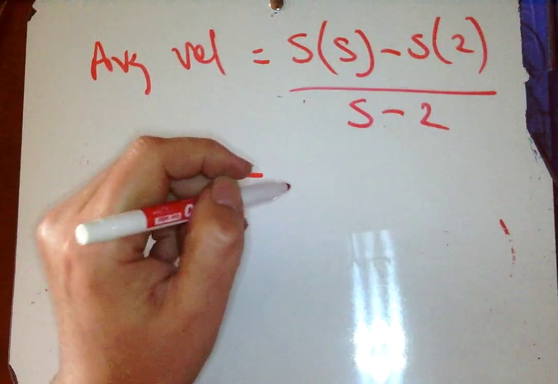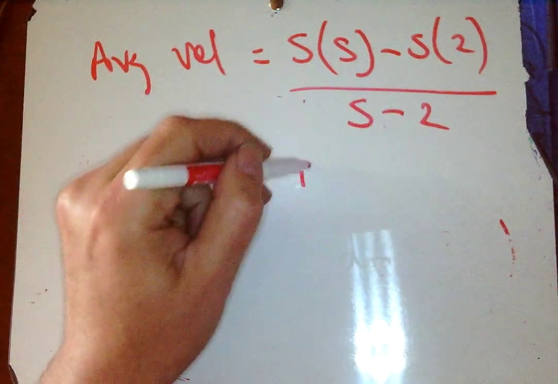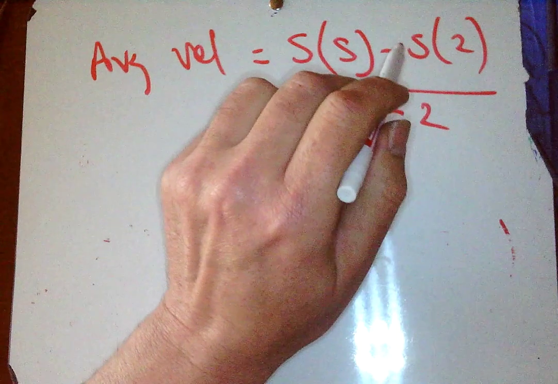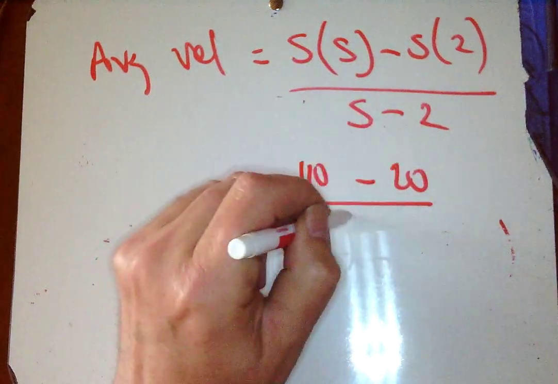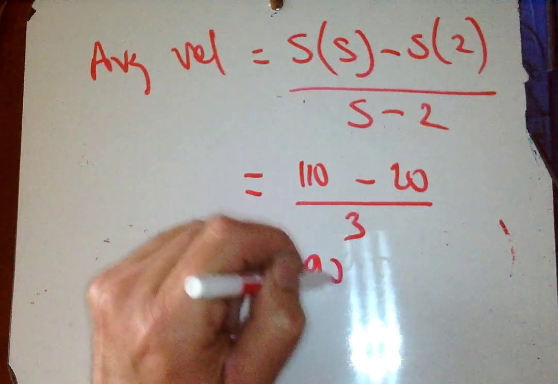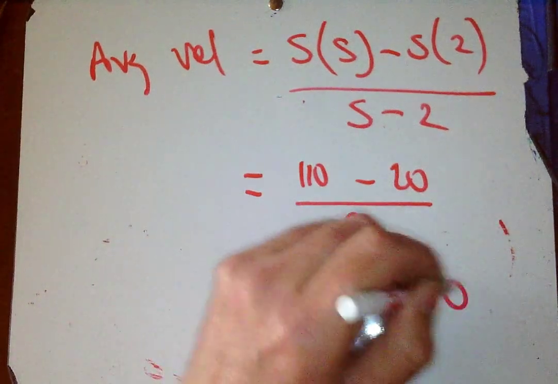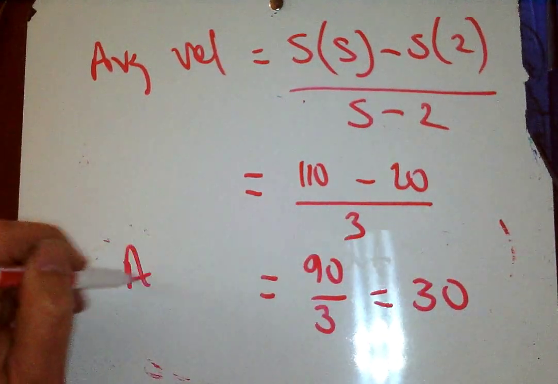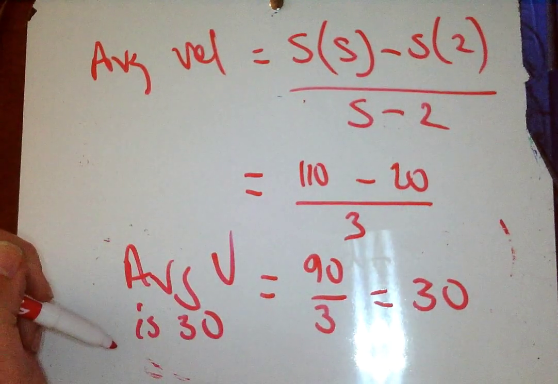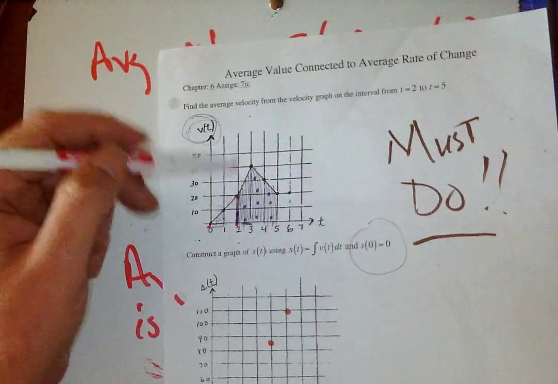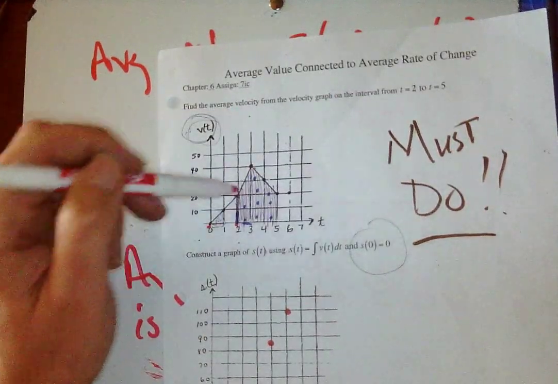S of 5, according to my graph, is 110. S of 2, according to my graph, is 20. Over 5 minus 2 is 3. I get 90 over 3, or 30. Average velocity is 30.